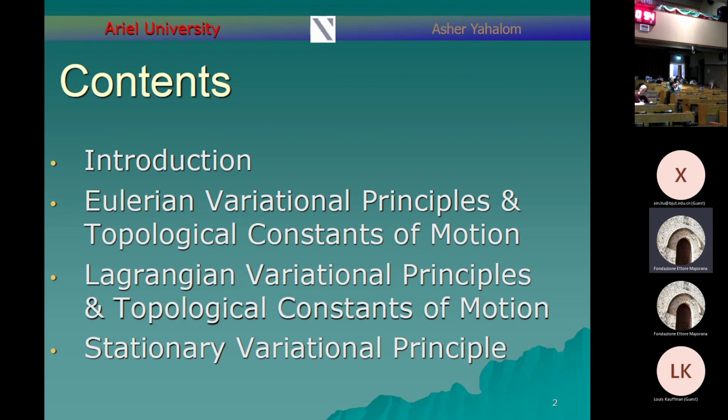So there will be a short introduction to those of you who are not familiar with MHD. There will be Eulerian variational principles and their topological constants of motion, and there will be Lagrangian variational principle and their topological constant of motion. And if we have time, we will talk about the stationary variational principle.